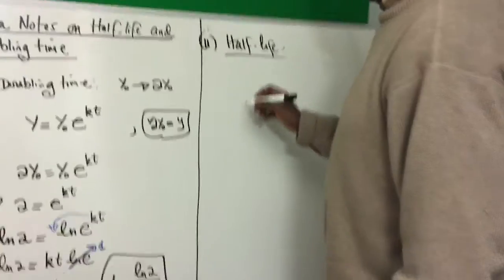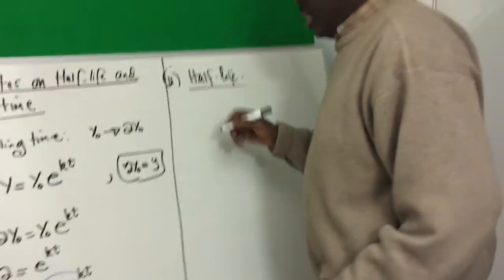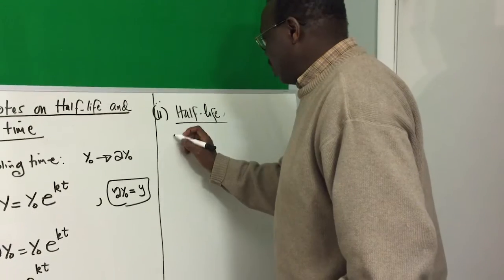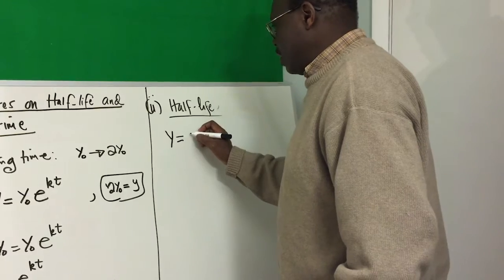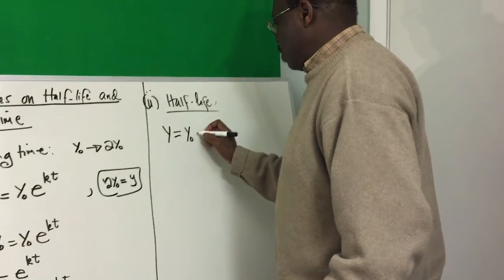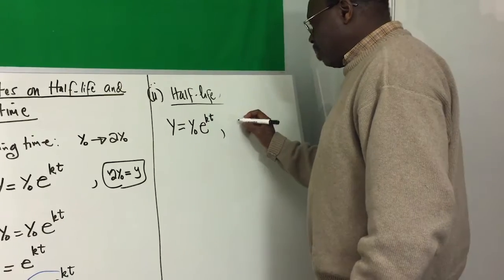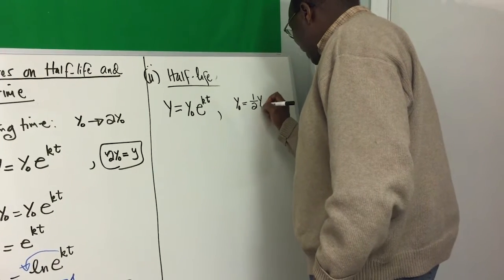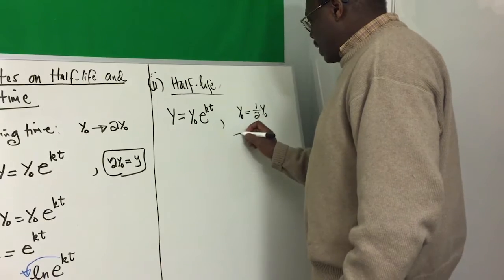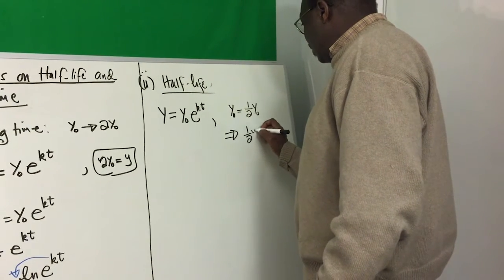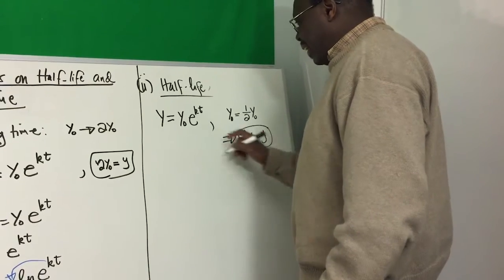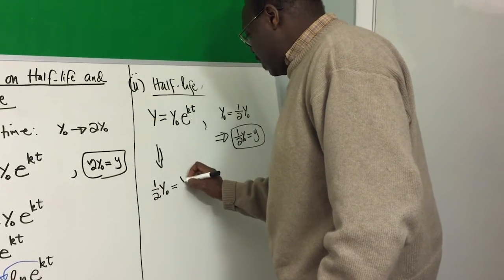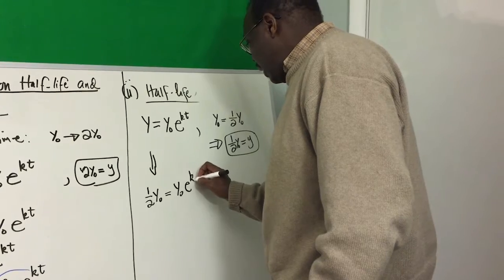Part 2, just like doubling time, this is the time it takes an atom to decay to half its value. We use the same formula. This is equal to y sub 0 e^(kt). That means this time takes y sub 0 to be half its value. This means that we substitute 1/2 y sub 0 for y, right there. So this becomes 1/2 y sub 0 is y sub 0 e^(kt).